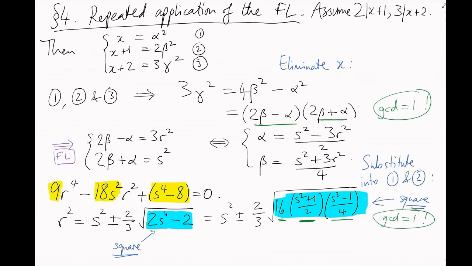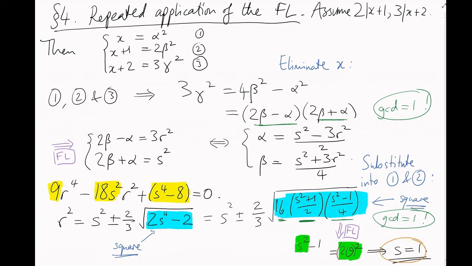So, one final application of the fundamental lemma tells us s squared minus 1 over 4 must be a square, so s squared minus 1 must be a square. In other words, we have two square numbers next to each other. But this only happens when s squared equals 1.